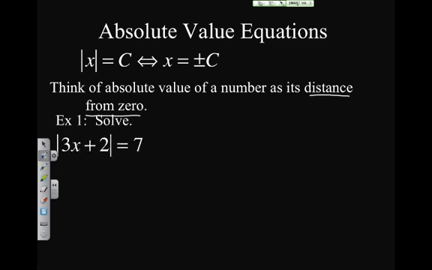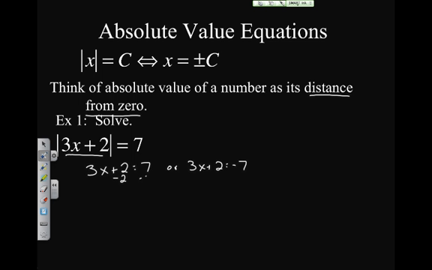So let's take a look at example 1. We want to solve the absolute value of 3x plus 2 equals 7. So as we look at this, remember that in here, think about what's going to have an absolute value of 7, or what has a distance of 7 units away from 0. The two options there are that 3x plus 2 could equal 7, or 3x plus 2 could equal negative 7. And so we solve this.